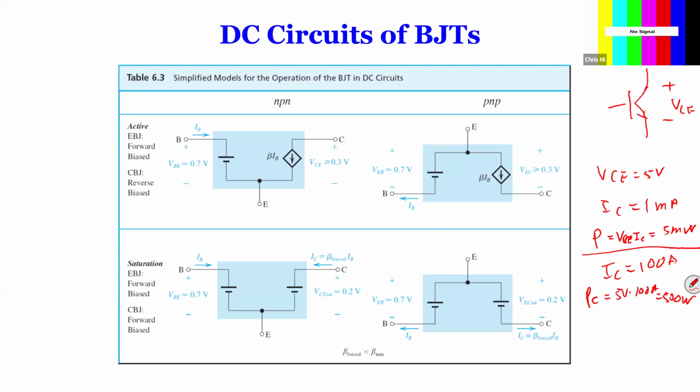That's too much. So what do you do? You want to reduce it. You want to use it in the saturation region. In the saturation region, VCE is only 0.2 volts. So in the saturation region, the power becomes 0.2 times 100, which gives you 20 watts. Yes, 20 watts is still big, but that's manageable. Okay, so let's move on to another example.